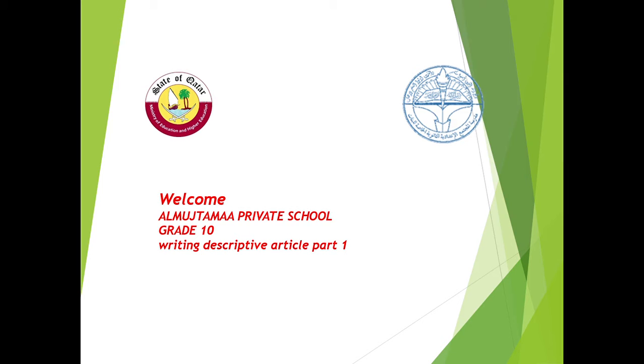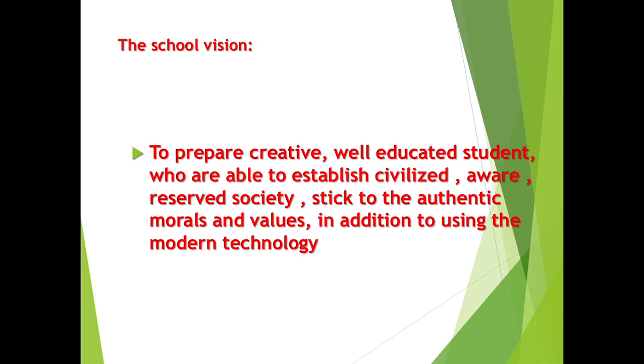Our lesson today is writing a descriptive article to describe a place, part 1. Let's start with our school vision first. To prepare creative, well-educated students who are able to establish a civilized, aware, reserved society, stick to the authentic morals and values, in addition to using modern technology.